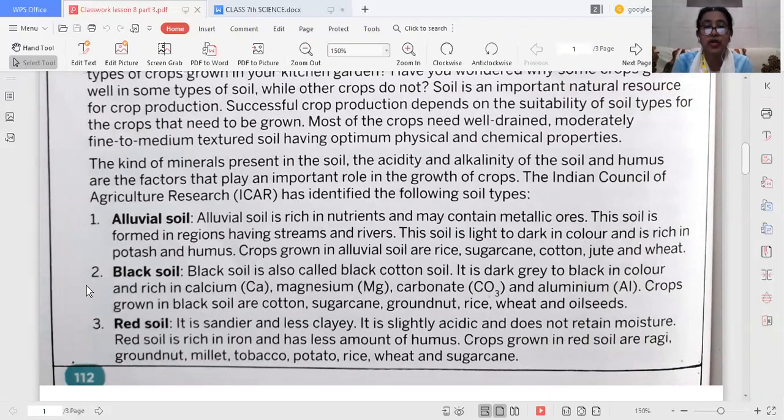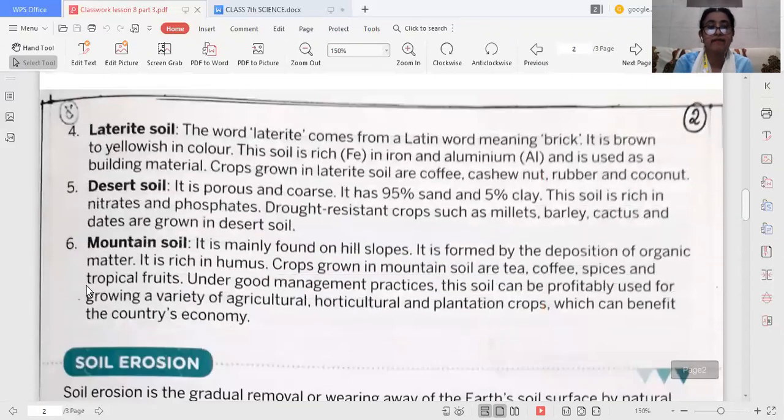Then comes red soil. Why is it red? Because it is rich in iron and it has a lesser amount of humus. And the crops which can be grown very easily in red soil are ragi, groundnut, millet, tobacco, potato, rice, wheat, and sugarcane. Then comes laterite soil.